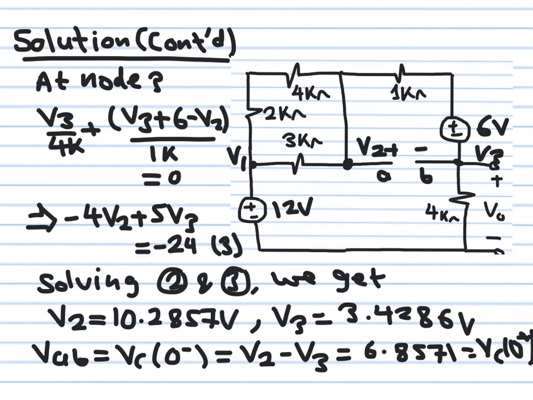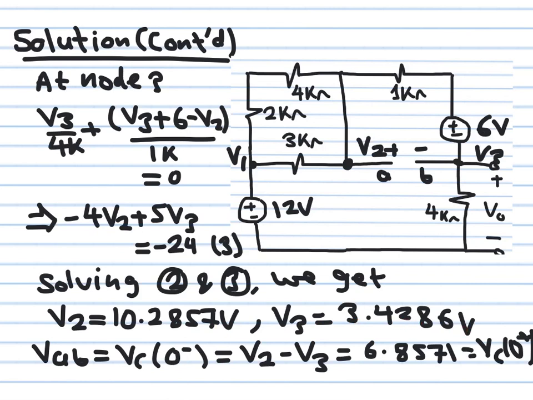So if you solve the last two equations using substitution or Gauss elimination, any other technique you're familiar with, or using your calculator, you'll obtain these answers, which is V2 is equal to 10.2857 volts and V3 is equal to 3.4286 volts.